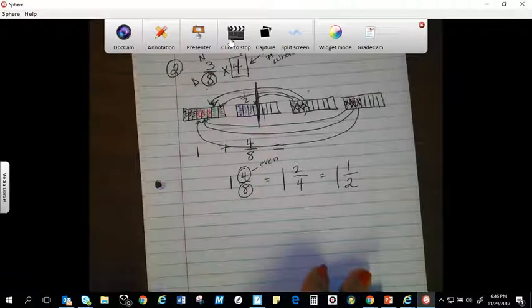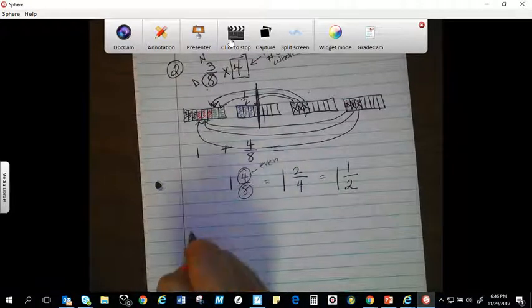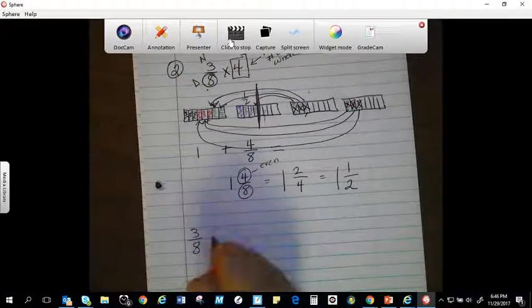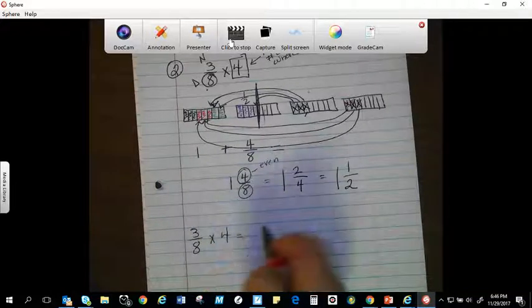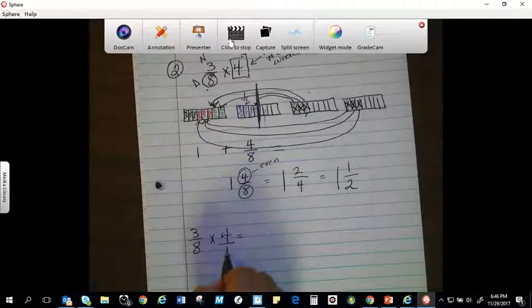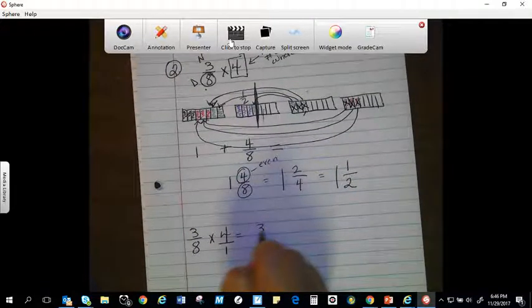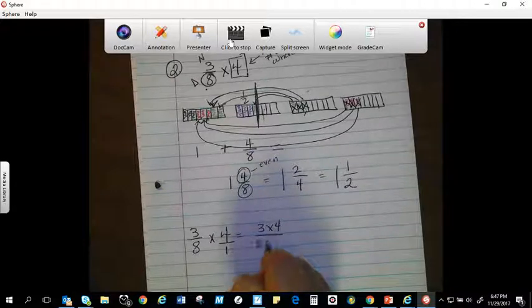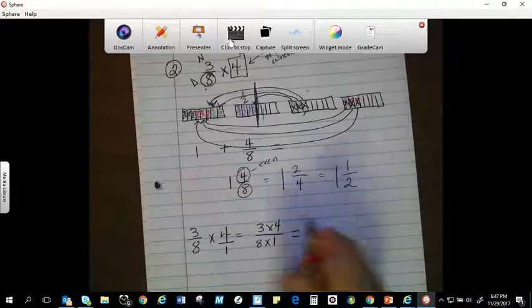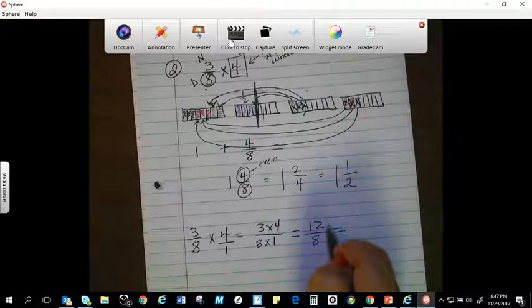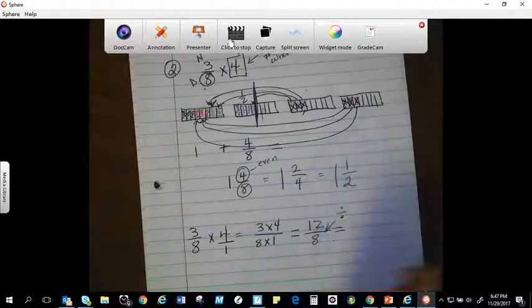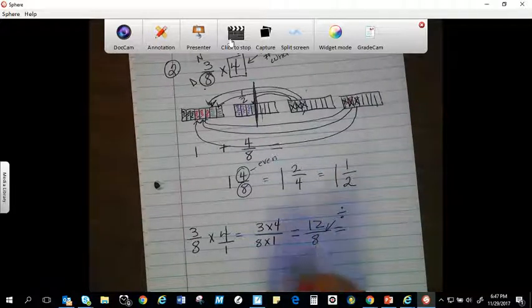Your equation then will be 3/8 of 4 equals, and I'm going to put my 1 automatically under here, and I'm going to go ahead and do 3 times 4 over 8 times 1 equals. 3 times 4 is 12. 8 times 1 is 8 equals, I know this means to divide. So I have 12 divided by 8, or 8 goes into 12.